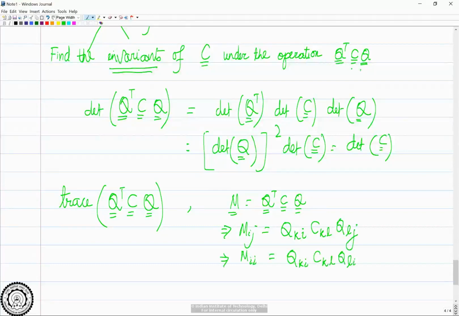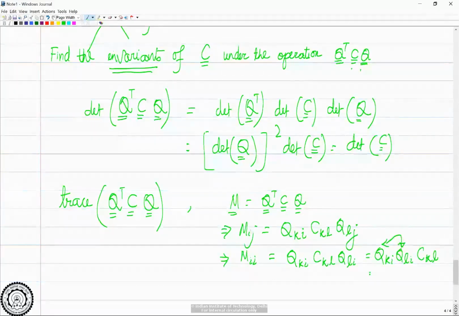Now, what is this then equal to? You can say it is Q K I into Q L I into C K L. But Q being an orthogonal matrix, what are these two? Delta KL. And why is it delta KL? Because Q is orthogonal.